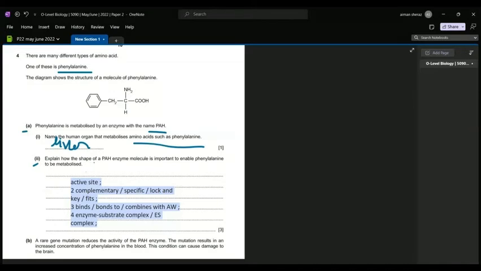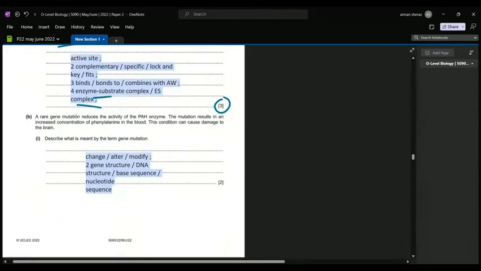Part 2. Explain how the shape of a PAH enzyme molecule is important to enable phenylalanine to be metabolized. So we know that enzyme is a protein and enzyme has a specific or a complementary active site to its substrate. So in this case, the PAH enzyme has a complementary active site or a specific active site for only phenylalanine. They fit together to form enzyme substrate complex. So any 3 points out of these could have scored you 3 marks.